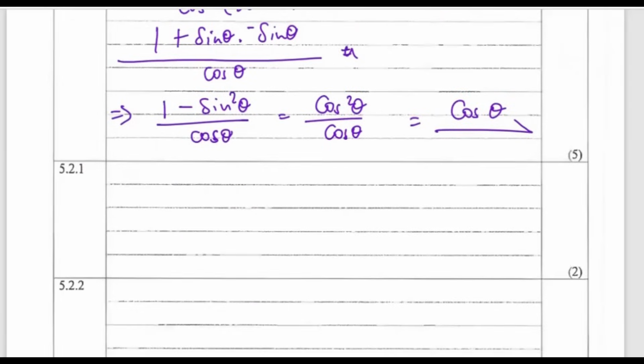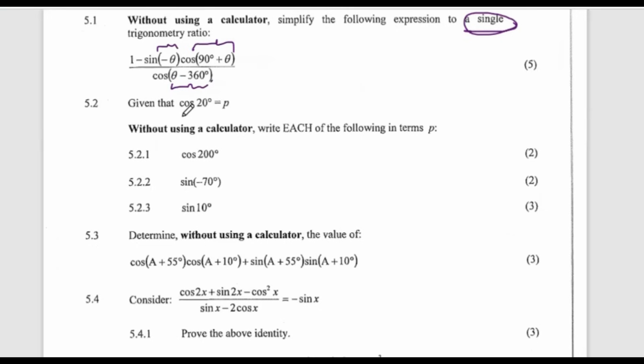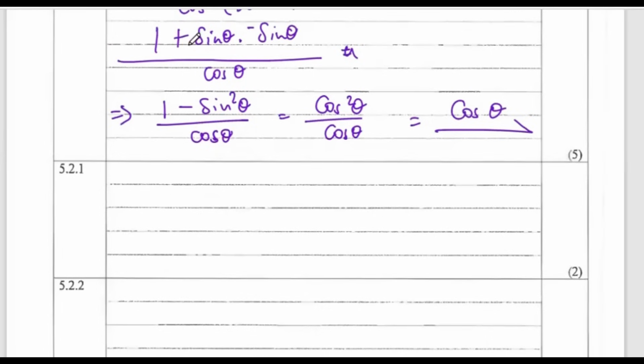5.2.1 for 2 marks. If you've been given cos 20 to be p, calculate without a calculator each of the following in terms of p. In terms of p simply means our answer must have a p attached. With these angles, we always need to find a way of expressing them with either 20 or a multiple of 20 at most. So the first thing we need to do is come up with a sketch. Whether you're going to need it or not, just come up with a sketch. In most cases, we need it.